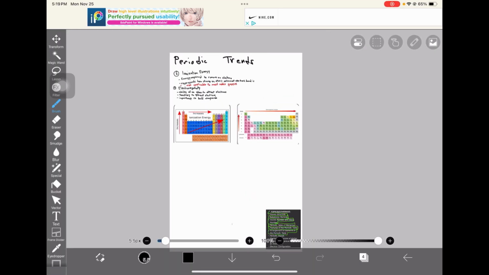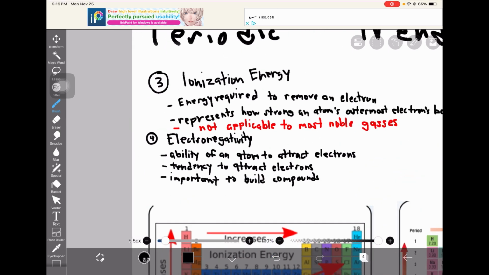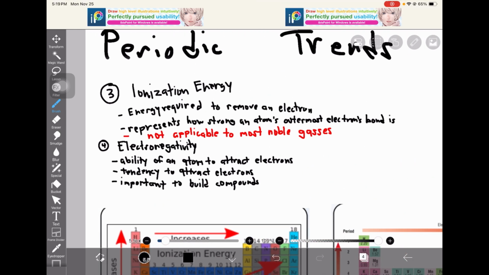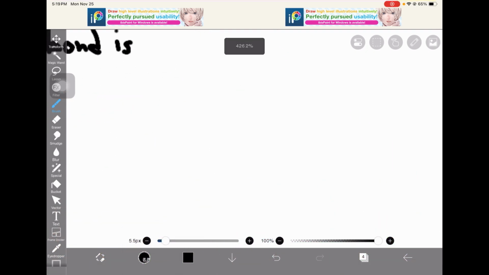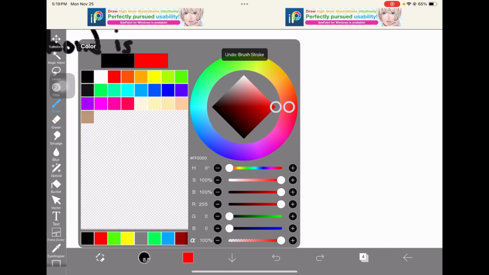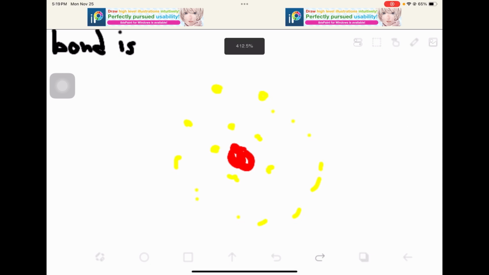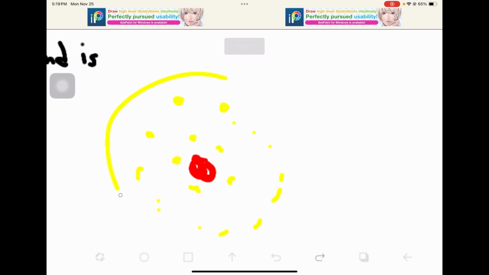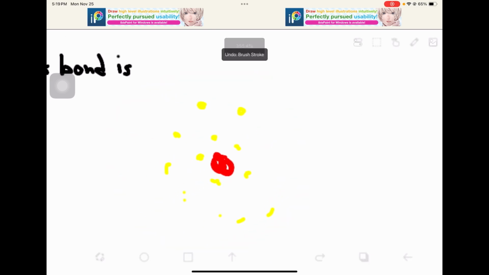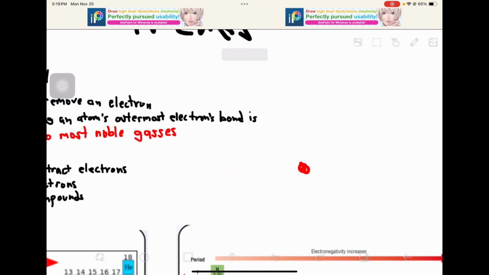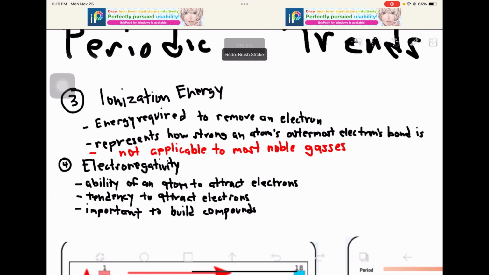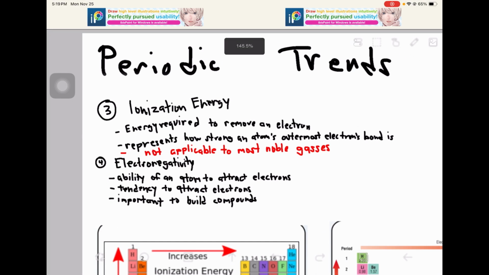Okay, the next two periodic trends are ionization energy and electronegativity. So ionization energy is the energy required to remove an electron from the outermost shell. So basically, this is your nucleus, right? This would be your nucleus, and you'd have your atoms. So it's basically the energy required to pull out the outermost electron, like this one here, out of that bond. Hence it represents how strong an atom's outermost electron's bond is.